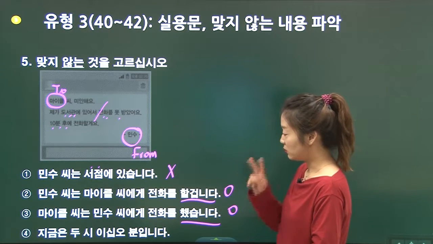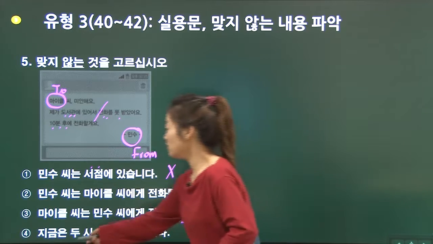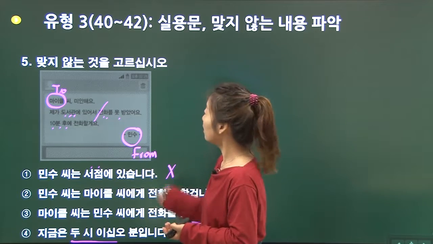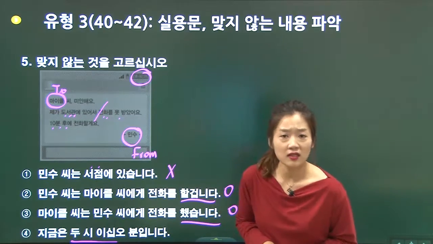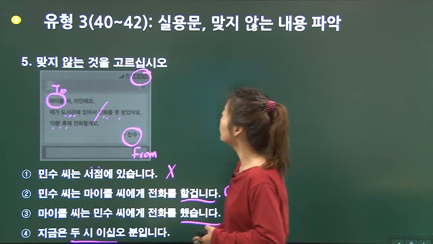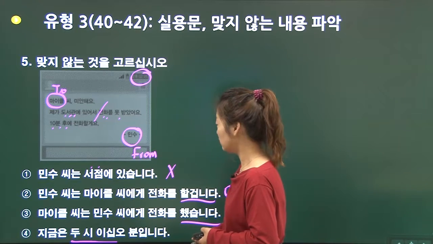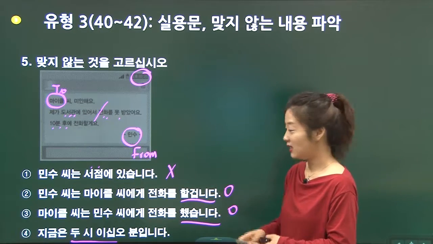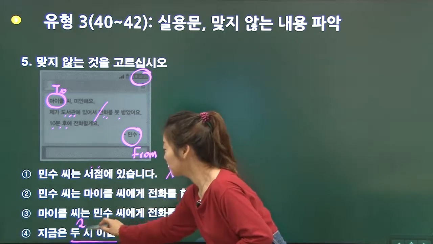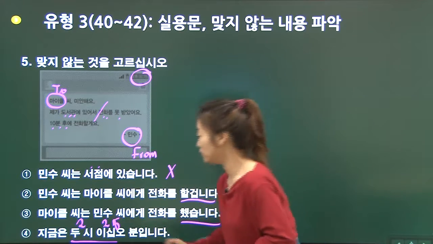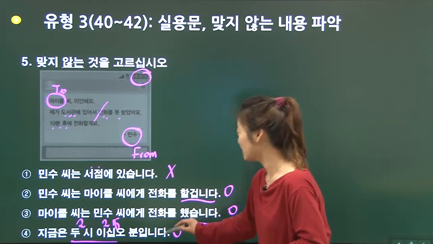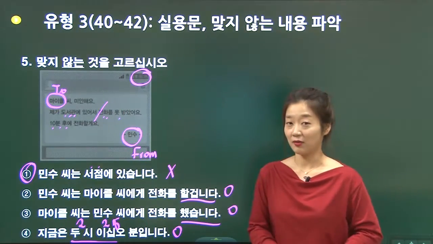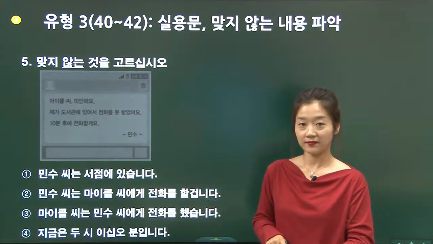Number four, 지금은 2시 25분입니다. This is about the time. So where can we find the time? Okay, over here, right? Can you see clearly? All right, 2시 25분. Can you see the 2? 25, right? So it's correct. 2시 25분, 2:25. This is correct. So the right answer is number one. Minsu is at the library, not the bookstore, right?